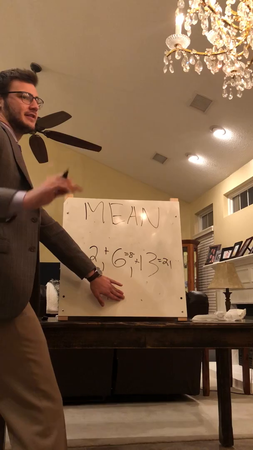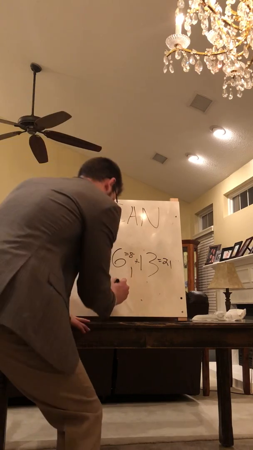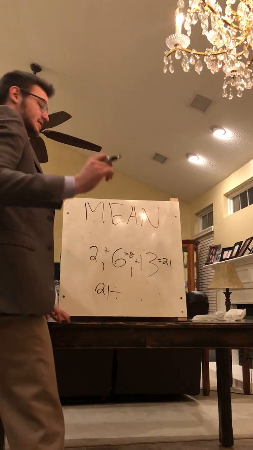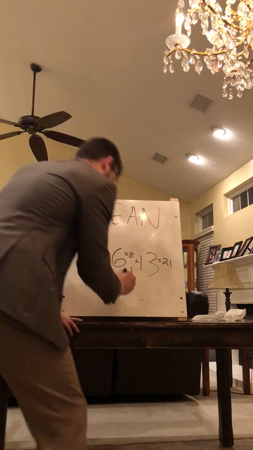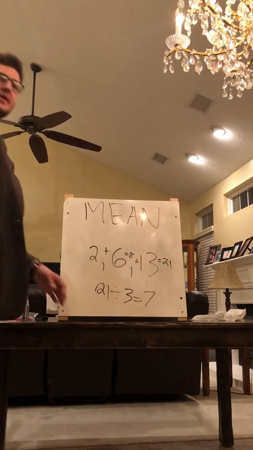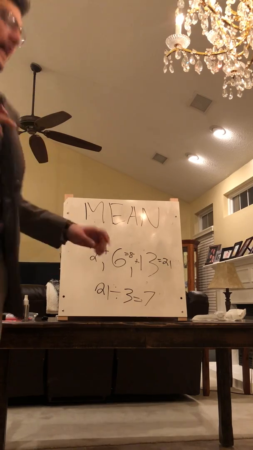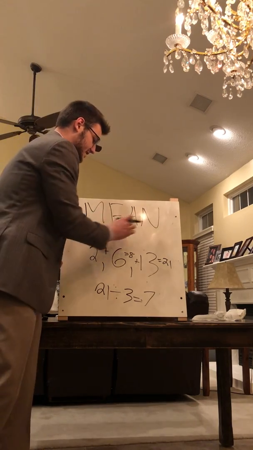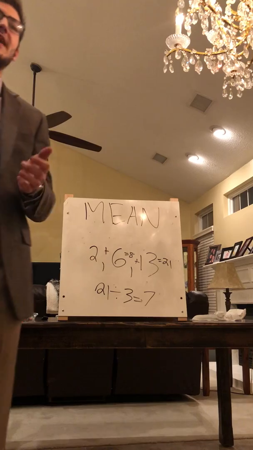I know. Matt, we have to divide it. That's right. What do we have to divide it by, Matt? The total number of digits. That is correct. So that is 3. 21 divided by 3, as we know, is 7. And the average for that, 2, 6, and 13, comes out to be 7.